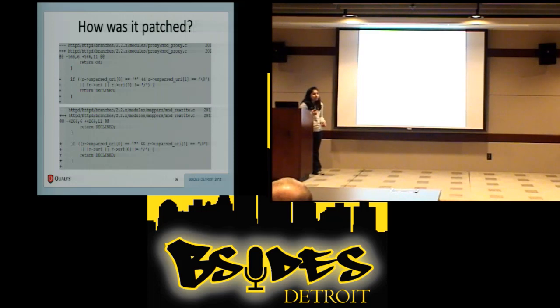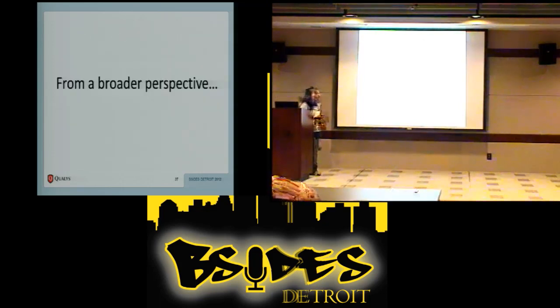Let's see how it was patched, because I was curious to know. The first part of the code that was there was yanked out. The file that we looked at in protocol.c was a common file, so what they ended up doing was patching the proxy.c module and the rewrite module. They're doing the same thing: checking whether the URI begins with a / or not, and if not, they bail out by giving a bad request error code.